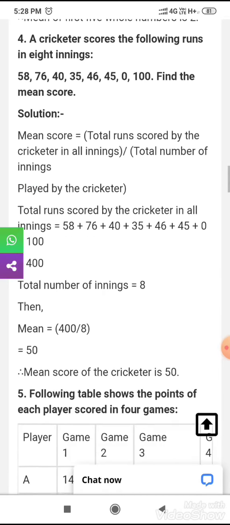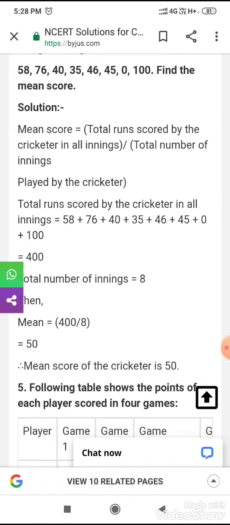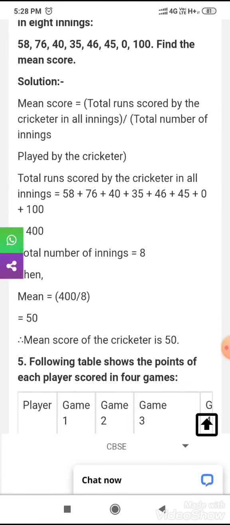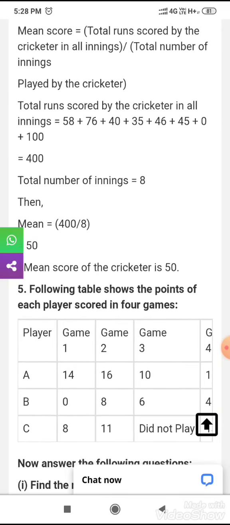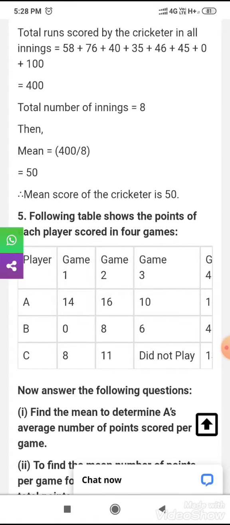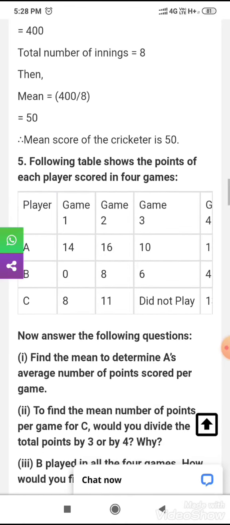So first we add all the runs scored by the cricketer in all the innings. So it is 58 plus 76 plus 40 plus 35 plus 46 plus 45 plus 0 plus 100, and the sum of the runs is 400. And here we have 8 innings. So mean is equal to 400 divided by 8 and our answer is 50.